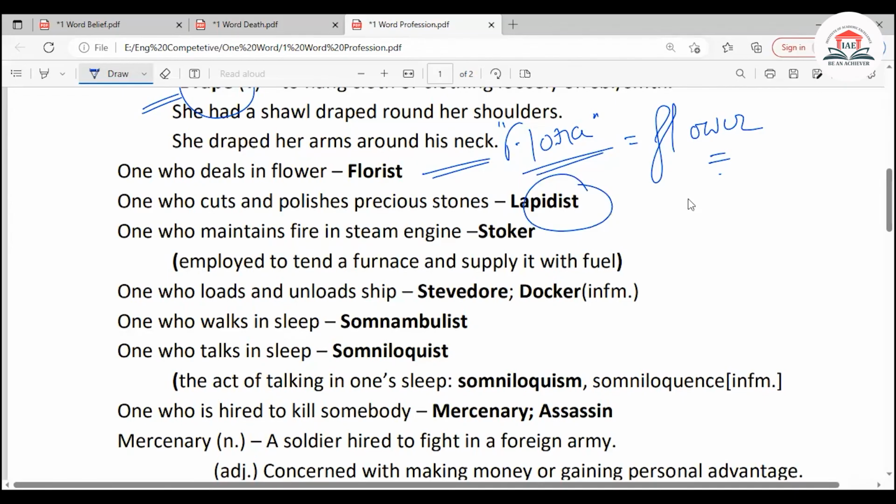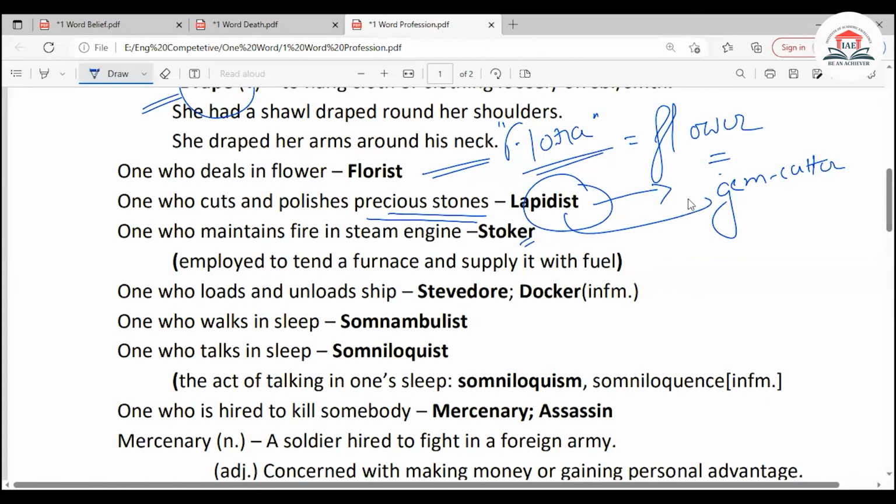Lapidist. Simple. Stone ka karobar jo karte, that is called lapidist. One who cuts and polishes precious stones. Lapidist. The word comes from lapis lazuli. Okay, forget it. It will be very difficult for understanding and remembering the word lapis lazuli. Lapis lazuli is a kind of very costly stone, like Kohinoor. From this word, lapidist comes. So we have different words like gem cutter, lapidist. Clear?